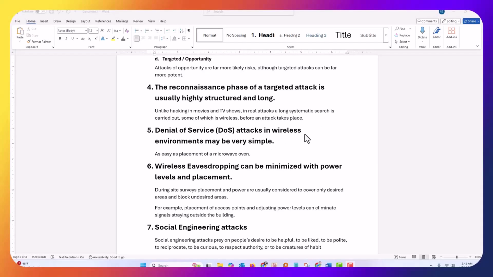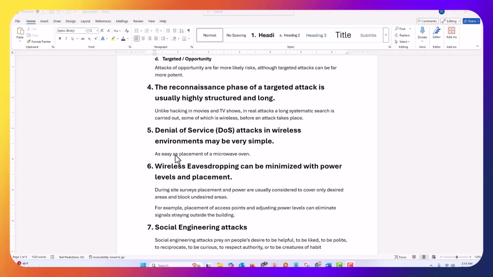Let's take a look at denial of service attacks in wireless environments. And these may be very simple. In fact, if you're using, for example, 2.4 gigahertz as a range, we might even be able to interfere with that signal with something as simple as a microwave oven next to it. So these denial of service attacks can be very simple in the wireless environment.